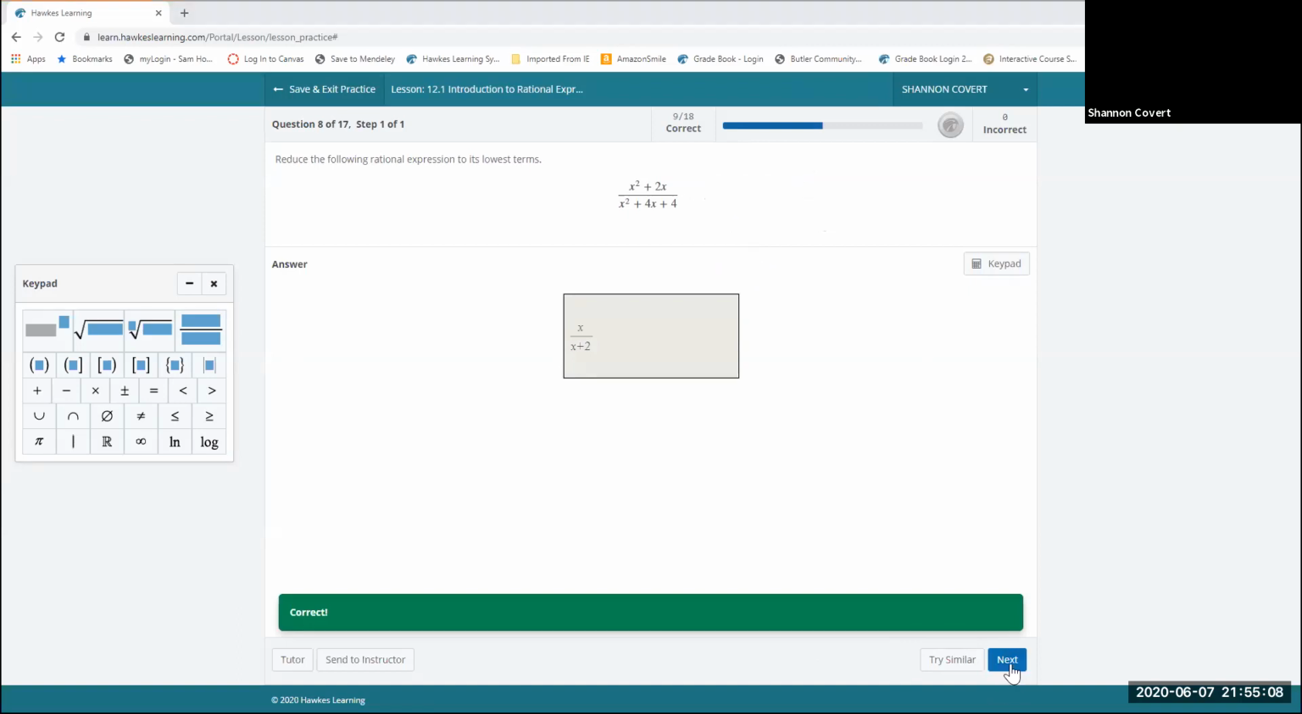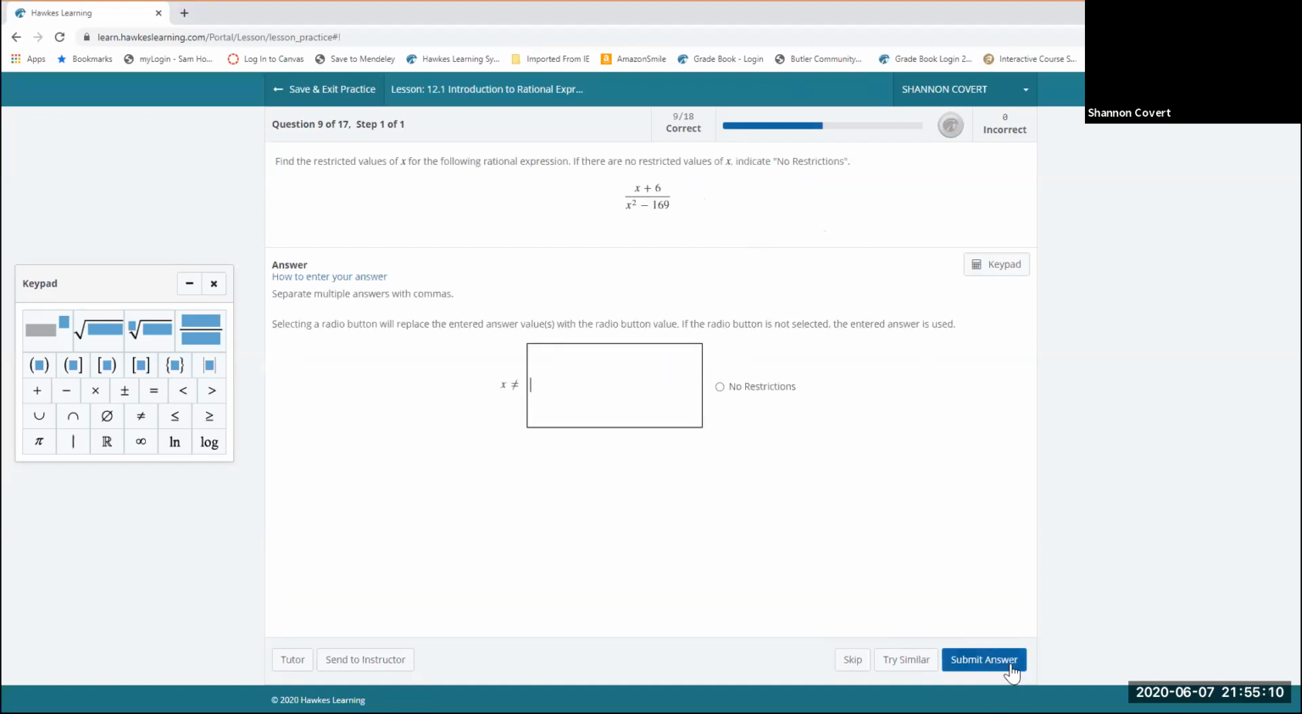Let's move to the next one. Find the restricted values of x for the following rational expression. If there are no restricted values of x, indicate no restrictions. So the only thing I need to focus on here, remember, is when it's restrictions, just looking at my denominator. So the rational expression is x plus 6 over x squared minus 169. So I'm going to take the x squared minus 169, and I'm going to factor that. That's a difference of squares, x plus 13 times x minus 13.